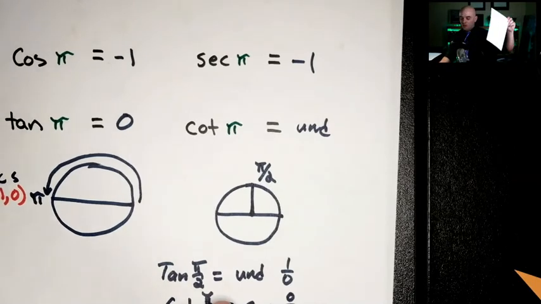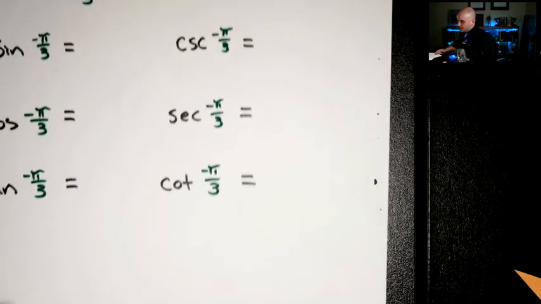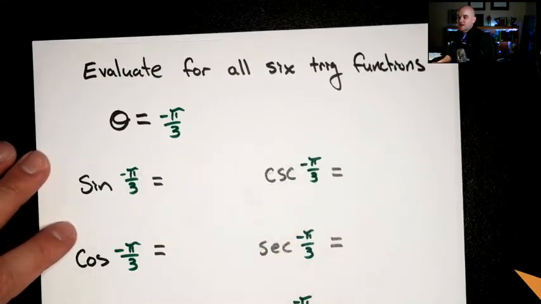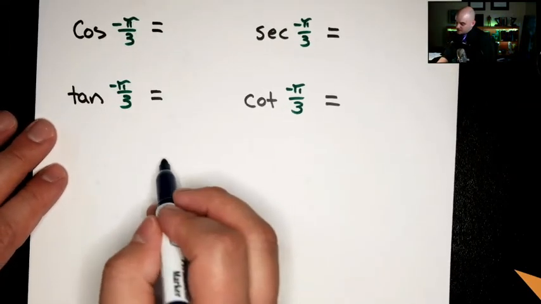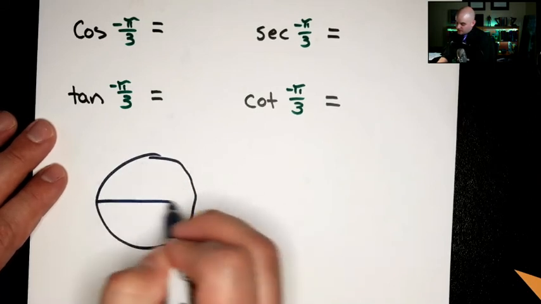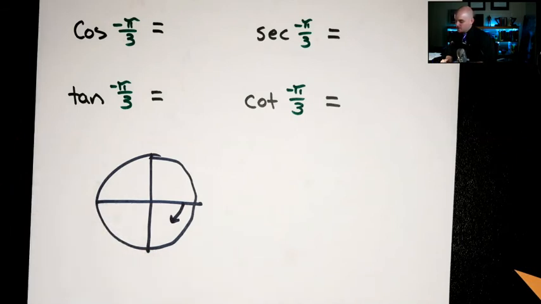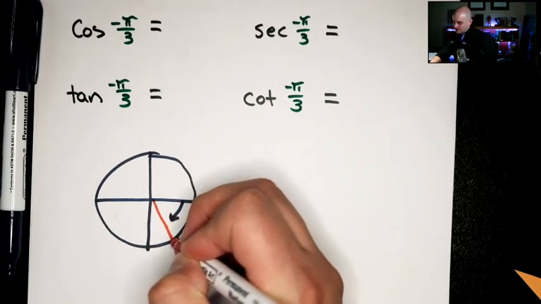All right, let's look at one more. This one's going to be a negative angle. And so what about when theta equals negative pi over 3? Let's take a look at that on the unit circle. Negative pi over 3 is going to be going this way, so it's going to be right down here like this.